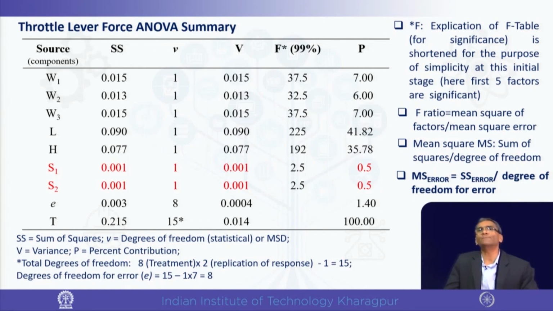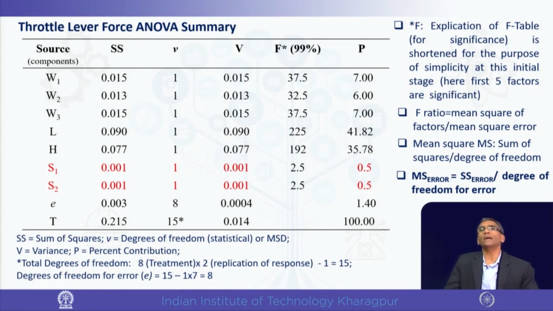Similarly, for washer number 2 it is 6%, for washer number 3 it is 7%, whereas for this lever and casing it is 41.82%, nearly 42, and 35.78%, nearly 36, to be precise. The rest are values which are not high and they are not significant also, and the error percent contribution also is very small, that is 1.4. So, from here we find that the percent contribution of these two components, this lever and casing, are maximum, and they constitute more than 75% of the whole variation.